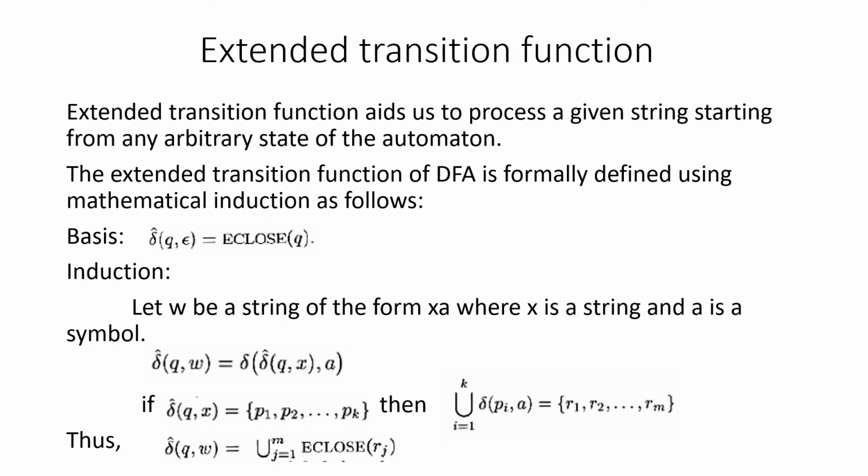So now we know how to compute E-close. With that we'll go for the extended transition function. We know what the extended transition function is: extending the existing transition function for processing strings is known as the extended transition function. When you observe this extended transition function, it is more or less the same as the extended transition function of the NFA. The only thing that is different between these two automata is the added E-close function. So that's it with Epsilon NFA.